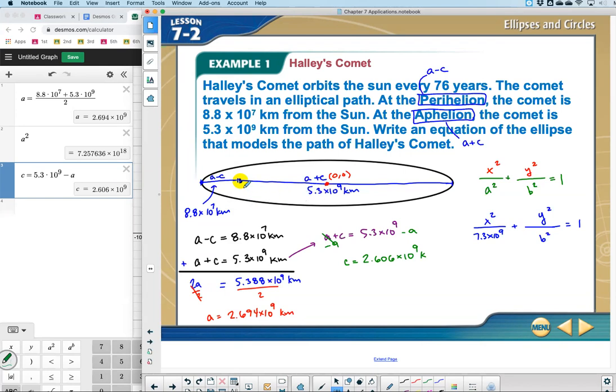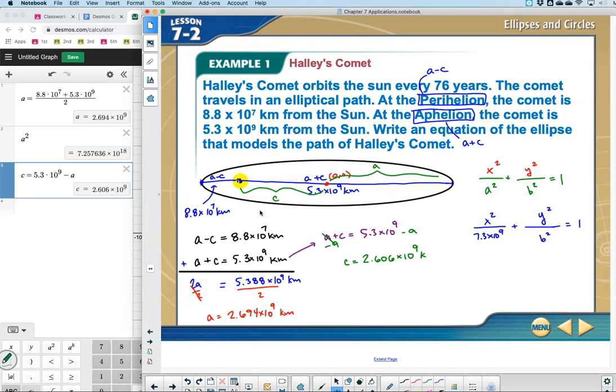By the way, c, just so you know, is always the distance from the center to a focus. That's the distance c. That's what you just solved for. This distance from here to here is that number. a is the distance from the center to the vertex, so it's a larger number than c. All right, well, we now know a and c.